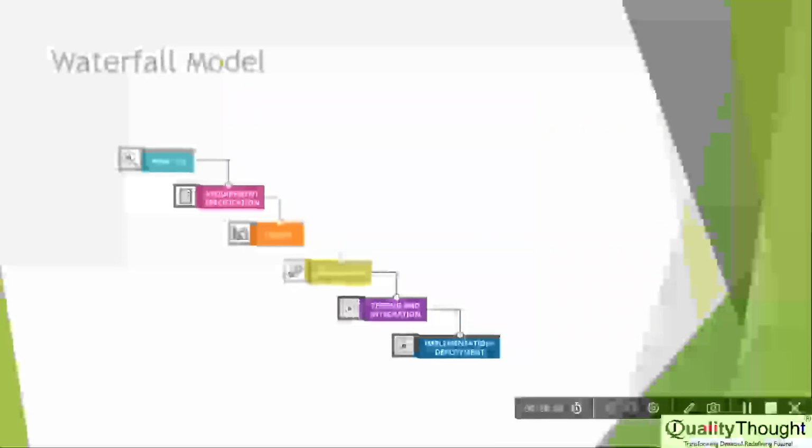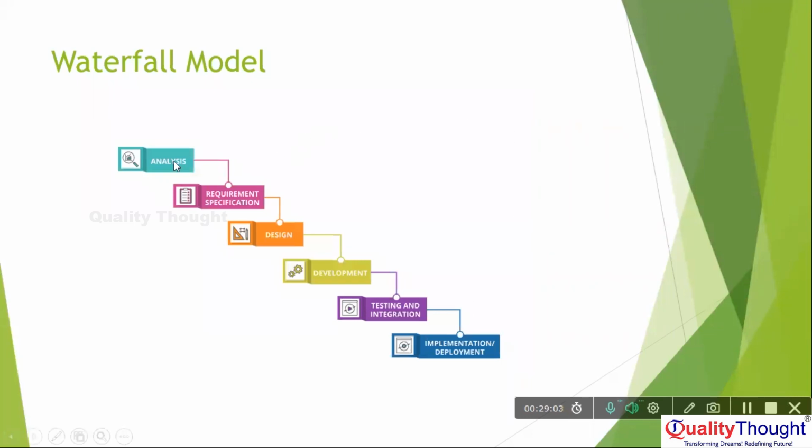Okay, so this is generally what the waterfall model consists of. And here I am writing analysis, requirement specification. It can happen either way also. You can get requirements first, and then you do the analysis, and then you do the design, then you do the development, and then you do the testing.